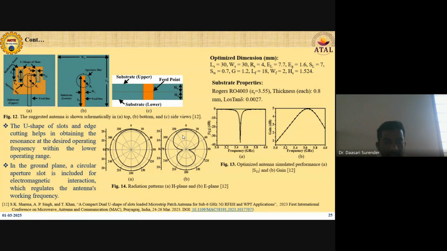This antenna is mainly designed on Rogers substrate, and the thickness of each substrate is around 0.8 mm. The dimensions are also given; it's around 30 by 30 mm square. We can see that the matching is good at 3.5 gigahertz frequency, and the maximum gain obtained is around 5 dBi in the operating range. The dual U-shaped slots also help in increasing the gain.